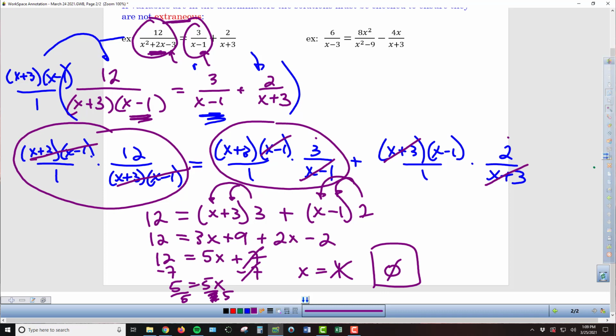So it's really important at the end of the problem that we go back and check to see if that answer works in the equation, doesn't result in division by 0 in any denominator, otherwise we have to throw it out like we did here.